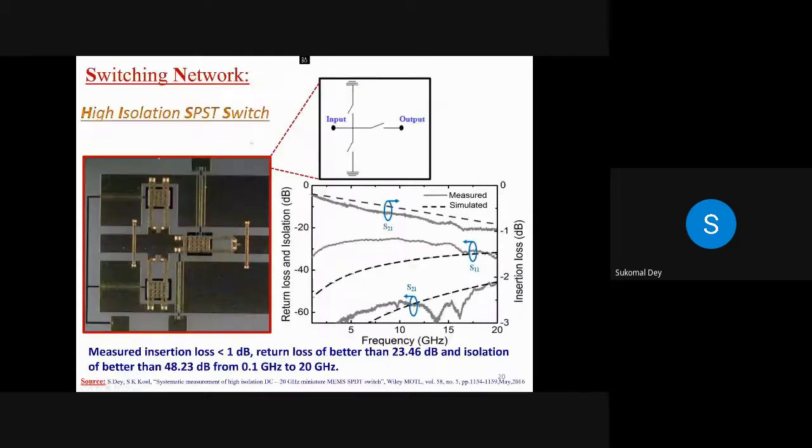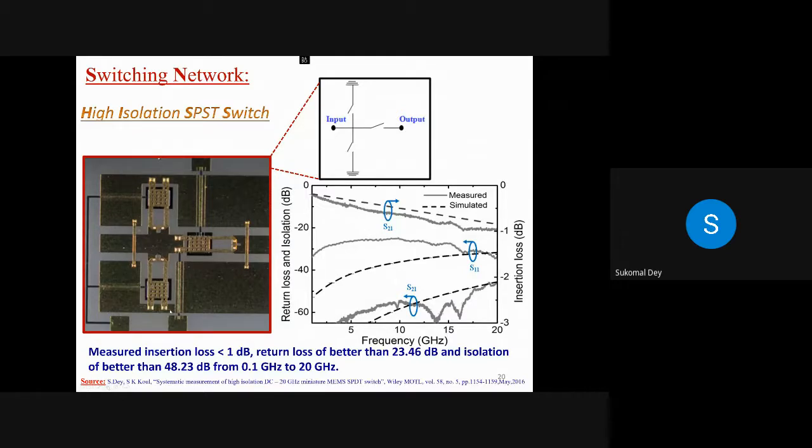So now we came out with a topology, which is basically a series shunt topology. What is that? You can see in the schematic over here. There's an input line, output line. The input line was having two switches. Now in these two switches, they are grounded. You can easily compare this schematic with this microfabricated image, where two switches are being placed.